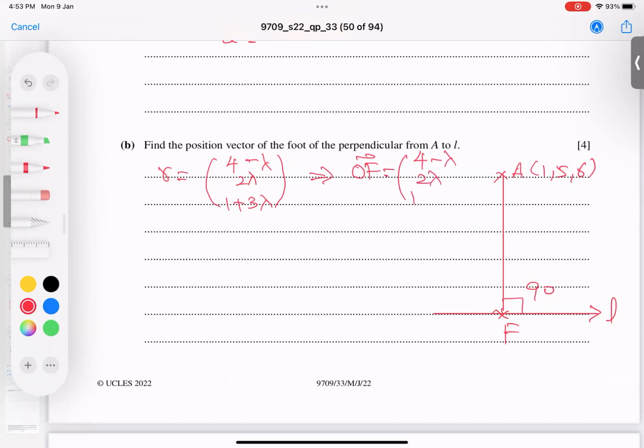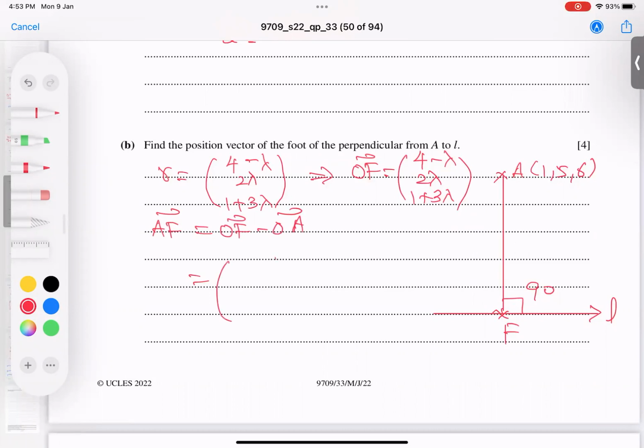So this part is very clear. But what is the plan? We know that this line and this line are perpendicular to each other, so the dot product of both is equal to 0. But first I need AF. How to find the AF vector? The AF vector formula is OF minus OA.